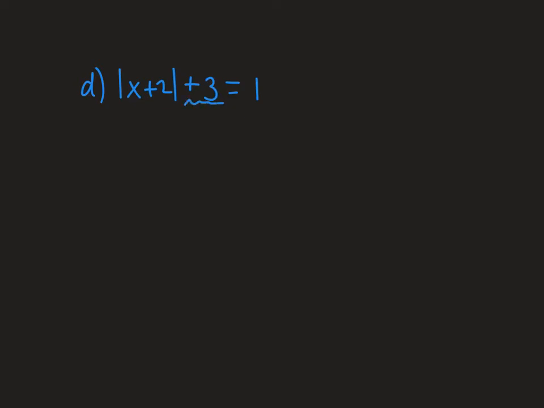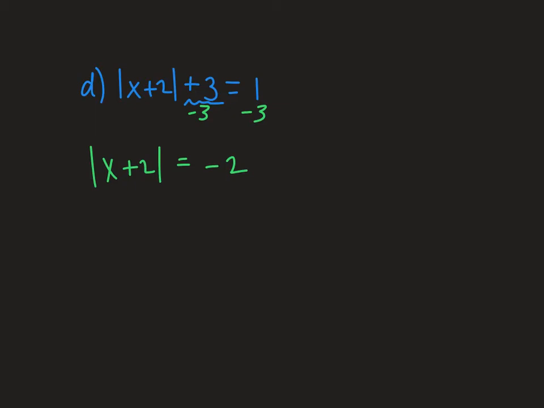Because this plus 3 is sitting there on the outside. So let's subtract 3 from both sides first. Now we get an absolute value expression by itself. And in this case, it equals negative 2. Okay, so the absolute value of x plus 2 equals a negative 2. Okay, this should be ringing bells in your head, hopefully.